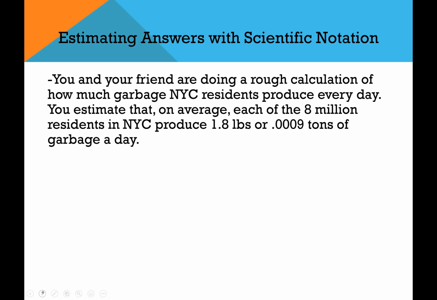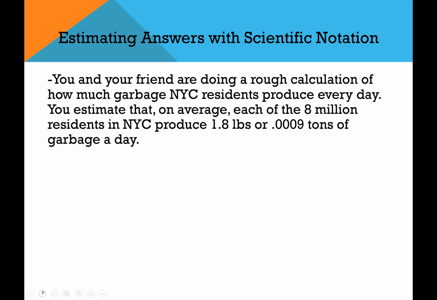All right, let's talk about estimating answers with scientific notation. You and your friend are doing a rough calculation of how much garbage New York City residents produce every day. You estimate that on average, each of the 8 million residents in New York City produce 1.8 pounds or 0.009 tons of garbage a day.